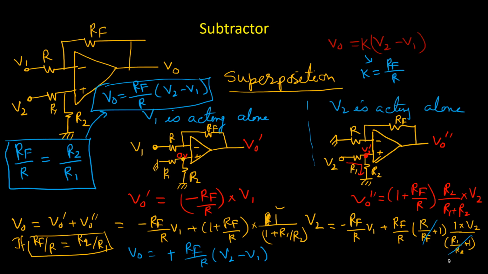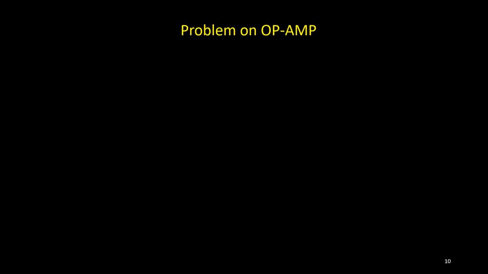Right? So you need to check this thing, that if the ratio is the same, then easily you can write this formula. This RF by R is the gain, and subtraction is V2 minus V1. That's simple. Now we'll consider one example. Let's take one problem and see how quickly we can solve a problem from an op-amp circuit.